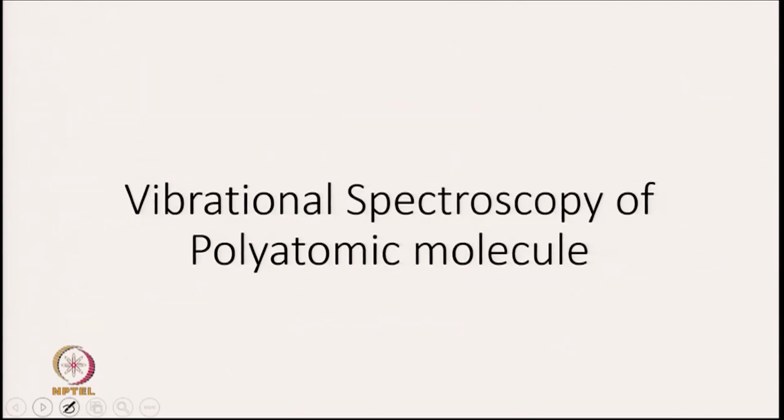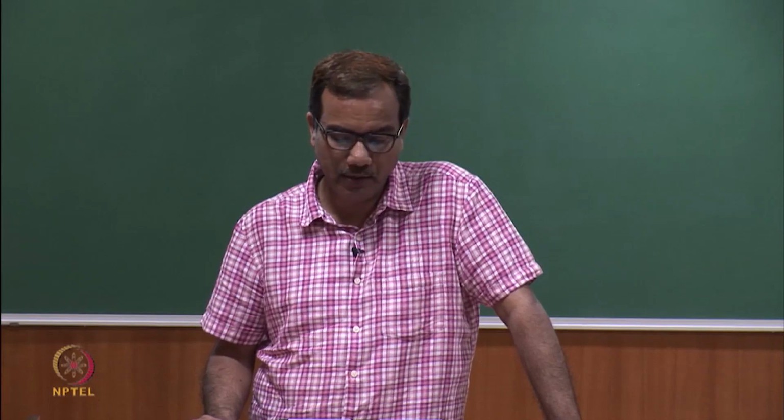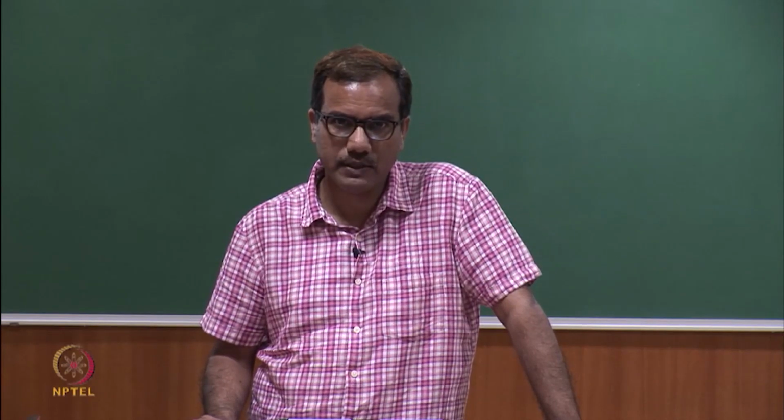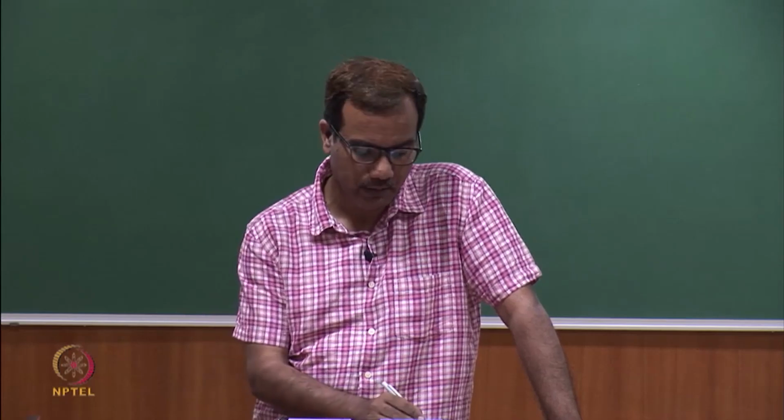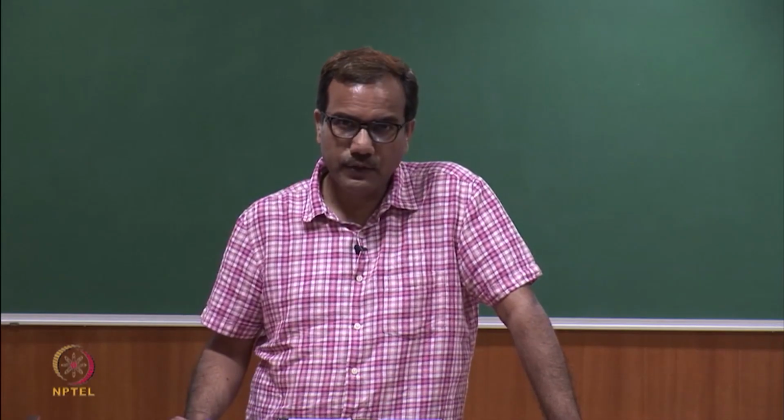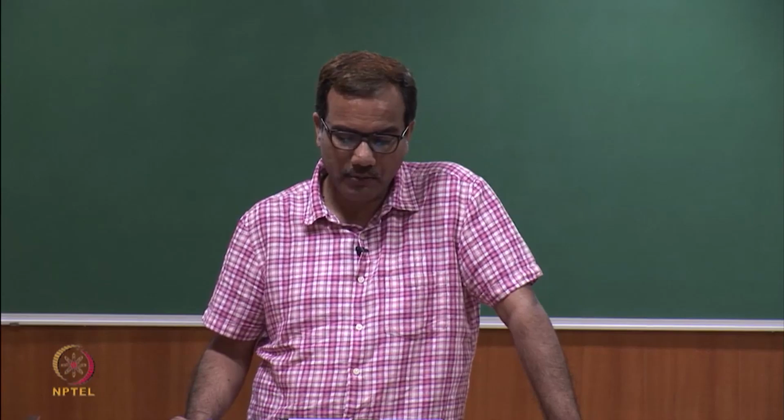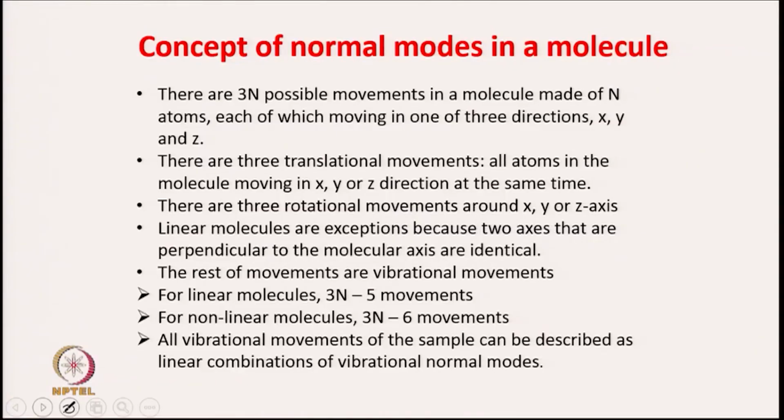So, till now we discussed vibrational spectroscopy of diatomic molecules. Now we will discuss vibrational spectroscopy of polyatomic molecules. If you go for a polyatomic molecule, the first thing you need to understand is what the normal modes are. If there are n atoms in a molecule, there will be 3n possible movements, every atom moving in one of the 3 directions x, y, z. So, there are 3n possible movements.